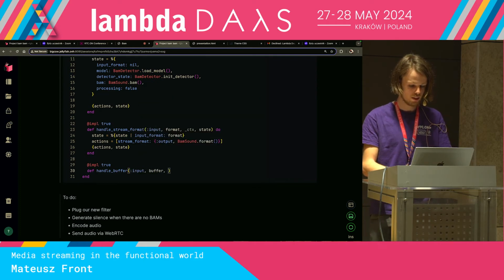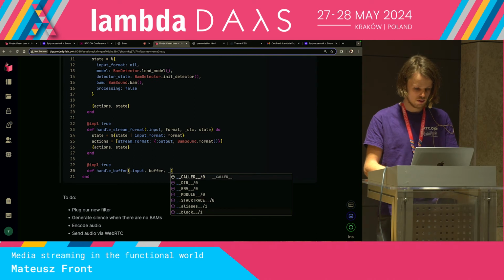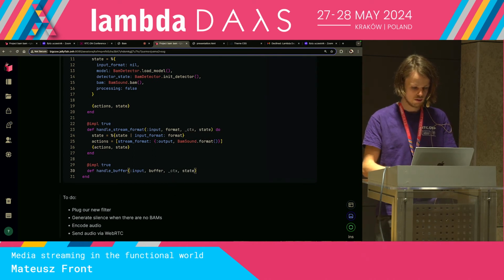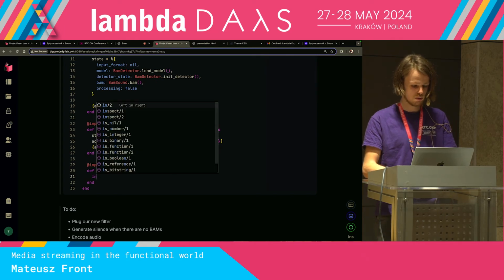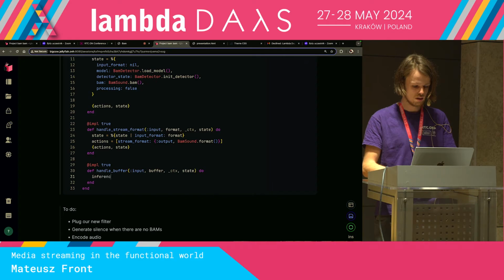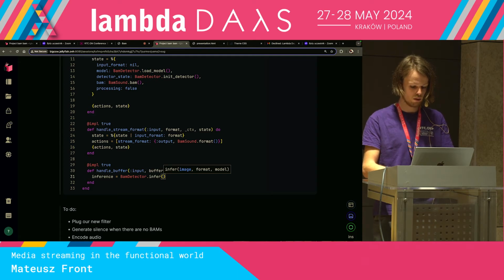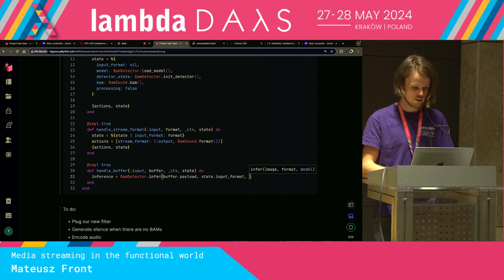And here we basically get each frame of the video. So what we are going to do is to perform the inference. We are calling infer on the BAM detector, and the image will be the payload of the buffer. The format is going to be the one we stored in the state. And also we have a model in the state. We just loaded it here.